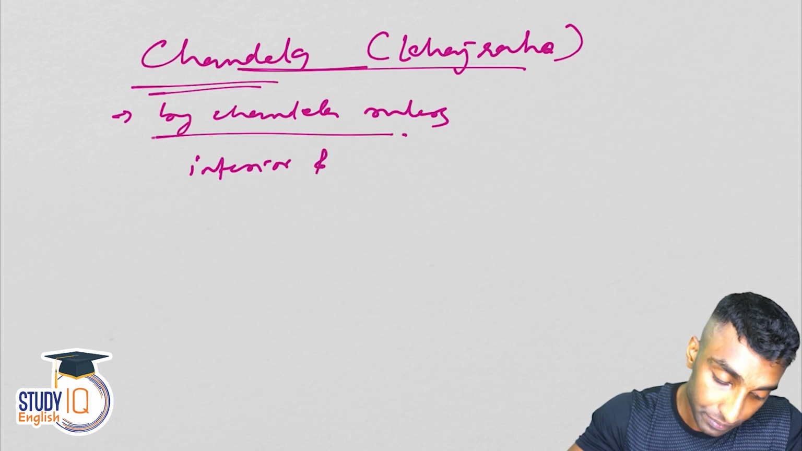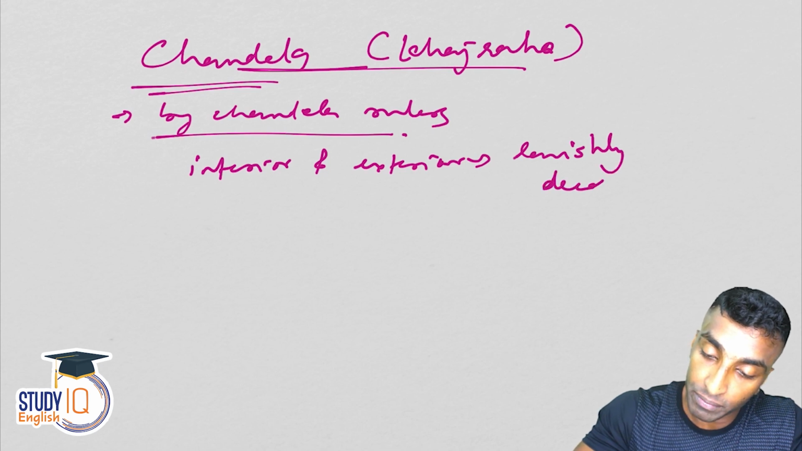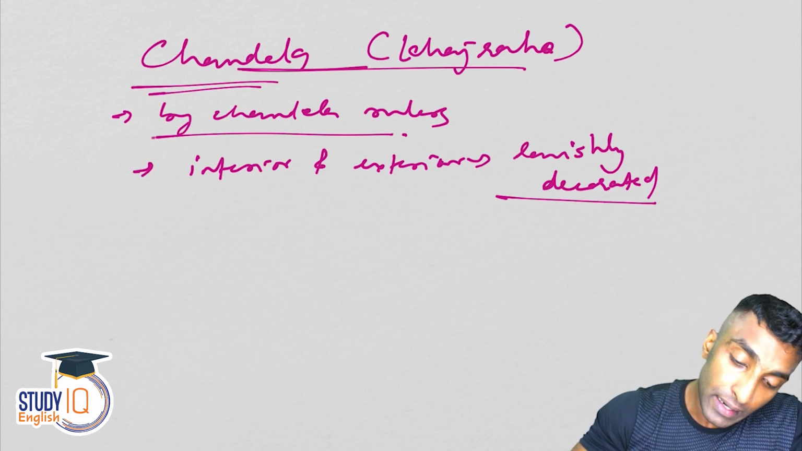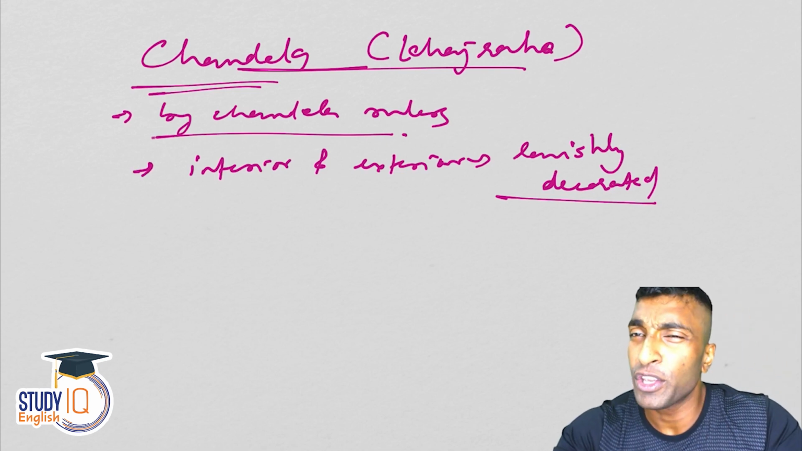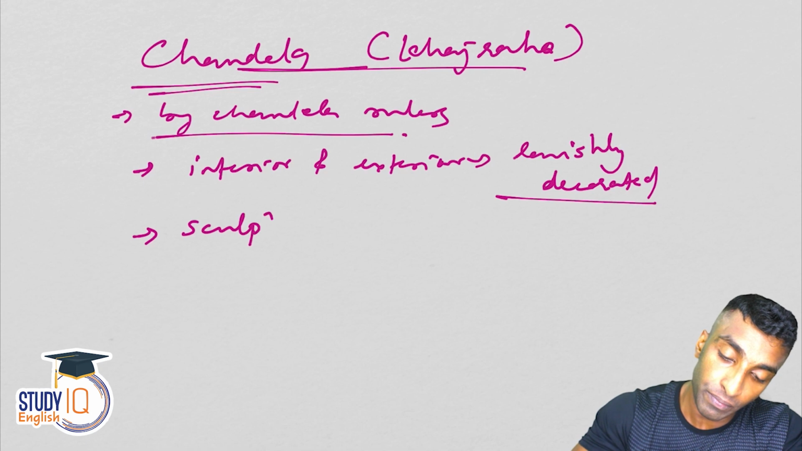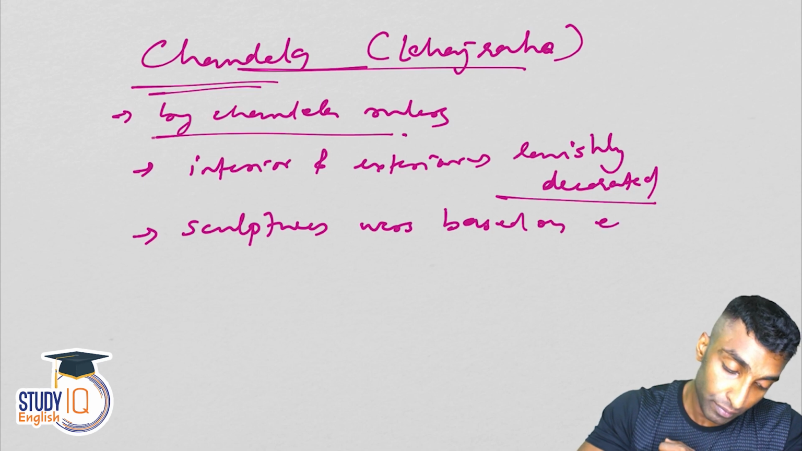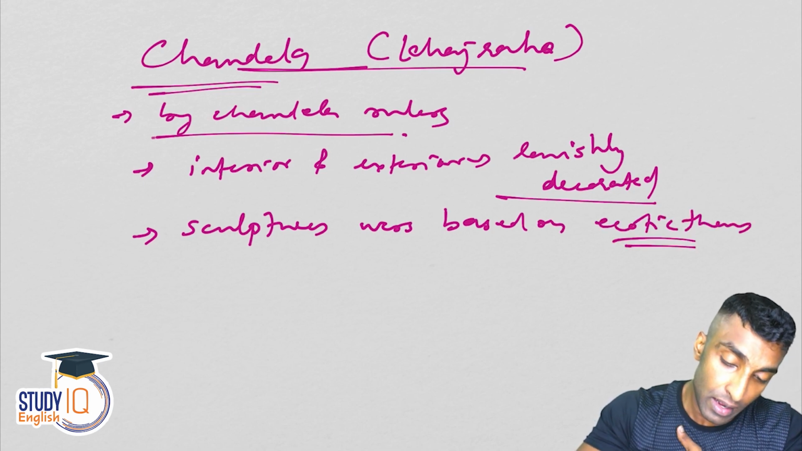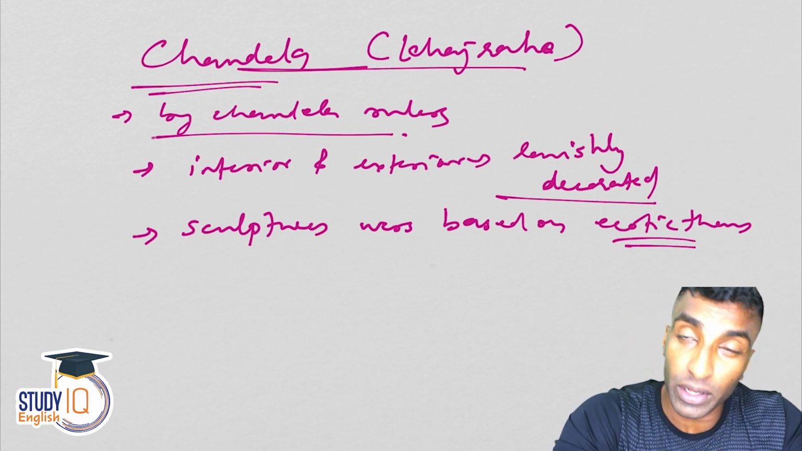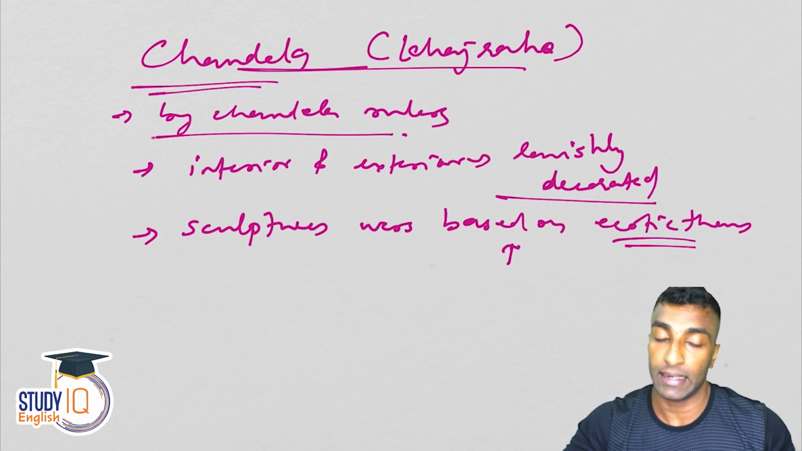So the interior and exterior are lavishly decorated with intricate carvings. That is one speciality, and you will also find a lot of sculptures made with erotic themes, taken from Vatsyayan's Kama Sutra. Vatsyayan's Kama Sutra is a book which talks about around 64 arts, and these sculptures were motivated by it.